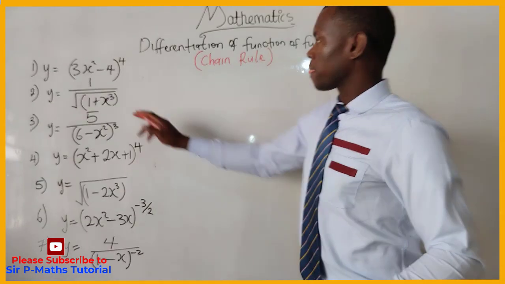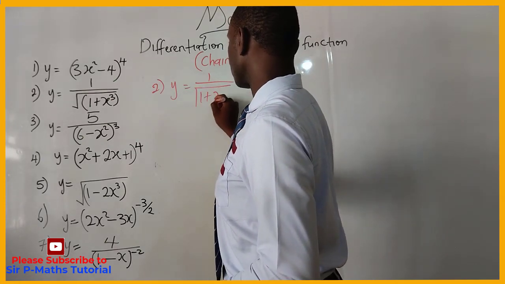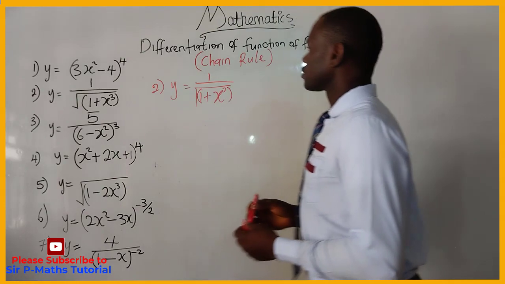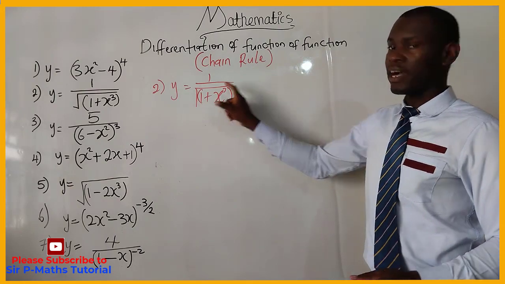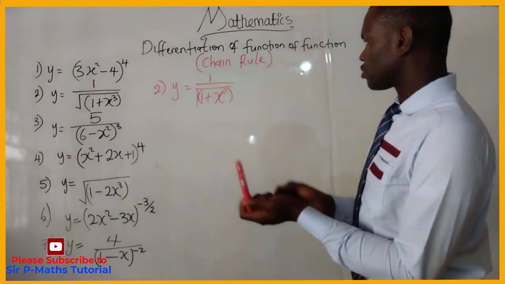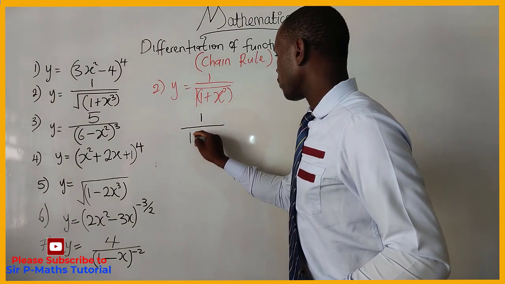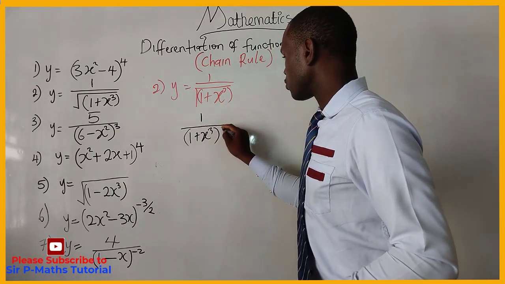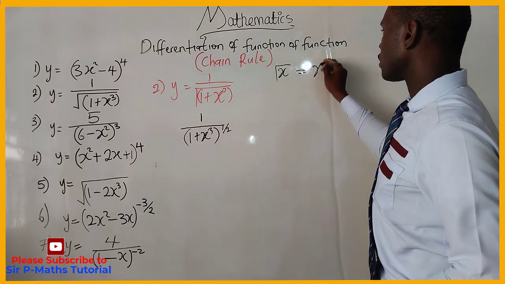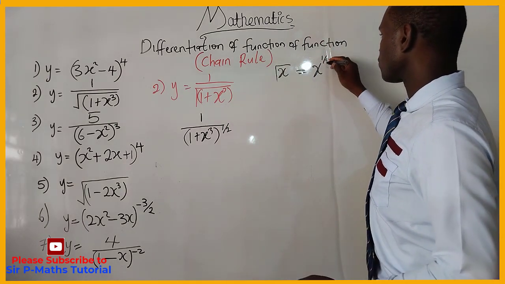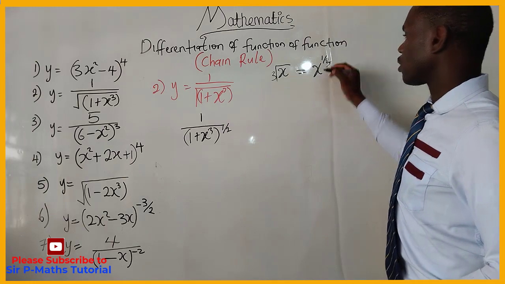Let's solve the second question. I have y equal to 1 over the square root of 1 plus x raised to the power 3. To simplify this, the first thing I'll do is to find a way to get rid of the fraction and the square root. So to do that, I will say that 1 over (1 plus x raised to the power 3) raised to the power 1 over 2. You know that square root of x is the same as x raised to the power 1 over 2. If I have cube root of x, that means I'll have raised to the power 1 over 3.